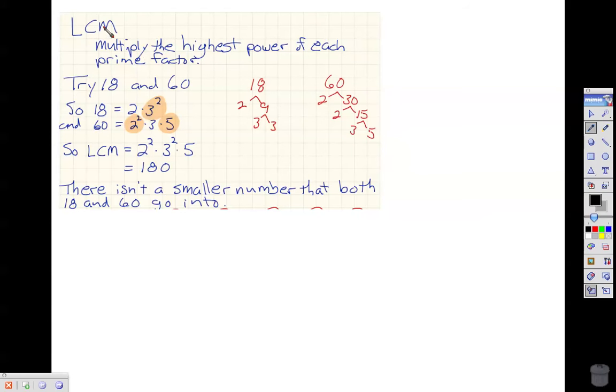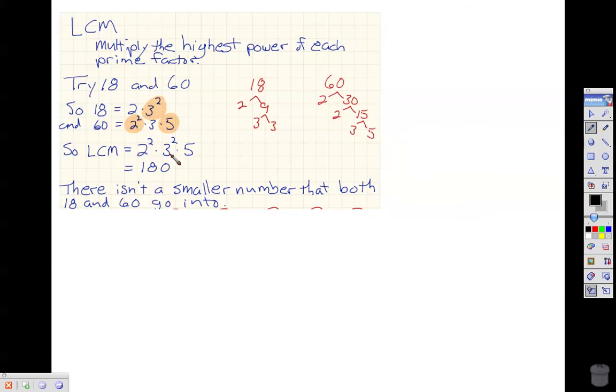To find the LCM, we want to multiply together the highest power of each prime factor. While 2 as a prime factor occurs here and here, this is really 2 to the first. 2 to the second is the highest power of 2, so I have to write that down. Similarly, 3 squared is what I choose. 5 is the only power of 5 around, so I choose that. Multiplying those out, we get 180.